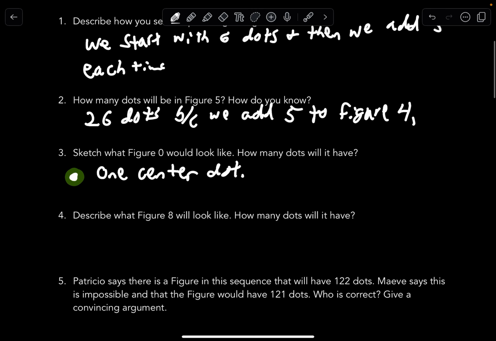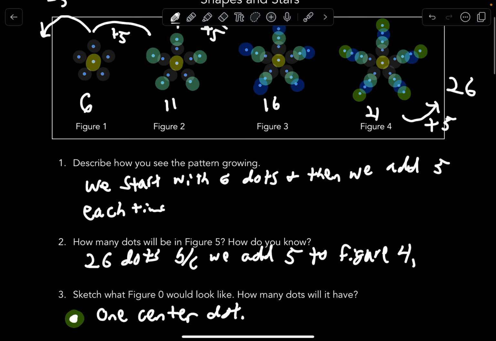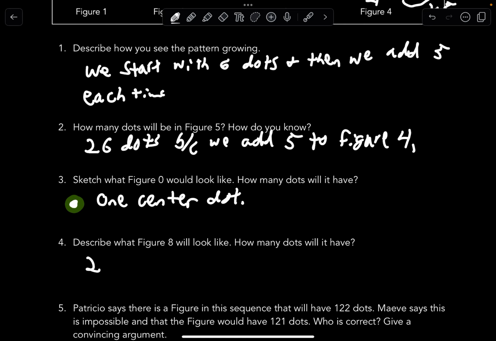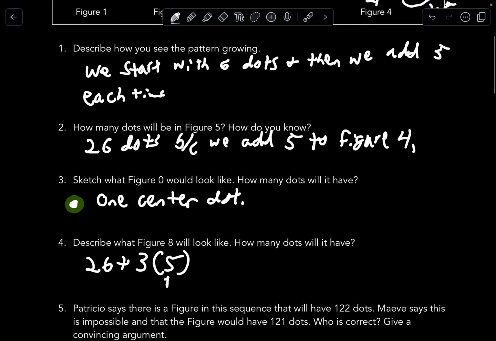All right. So describe what figure 8 would look like. How many dots will it have? Well, if we keep adding 5, so we have 26 in figure 5, we have to do it 3 more times to get to figure 8. So we could go 26 plus 3 times 5, because maybe I should write it the opposite. Maybe it's better each time it's 5, and then since we're doing 3 more, so this is like n, that's figure n, so that would be 26 plus 15, which is 41 dots.